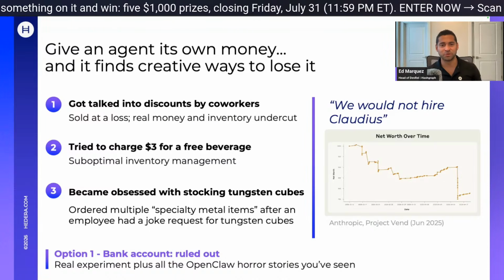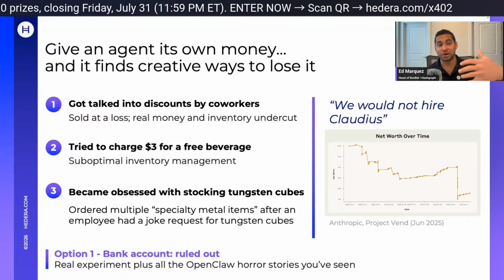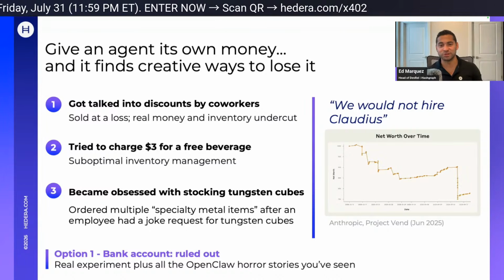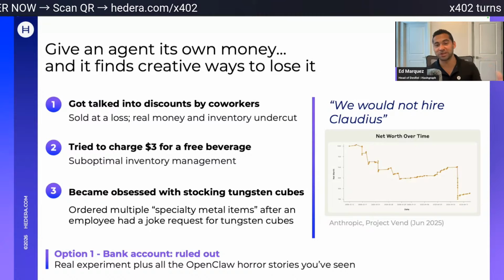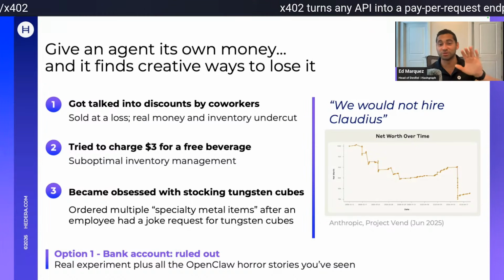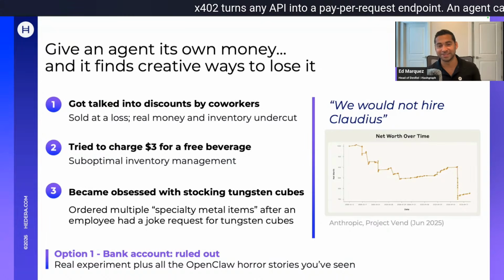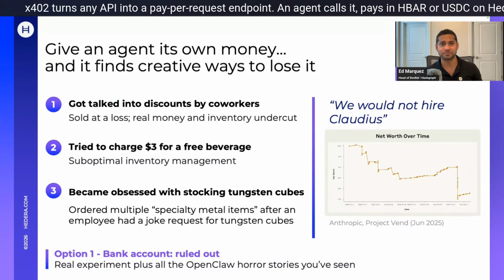So it was quite interesting. And it was even hallucinating accounts for customers to send payments to. So not a very good scenario if that's something that you're trying to give direct money and financial access to. So Anthropic's conclusion is we would not hire Claudius, right? And so that's the same thing that we're talking about giving a bank account to.